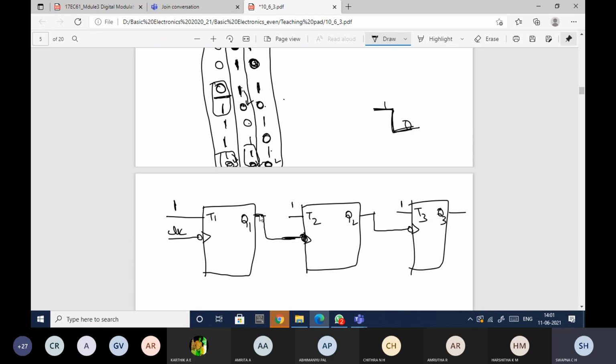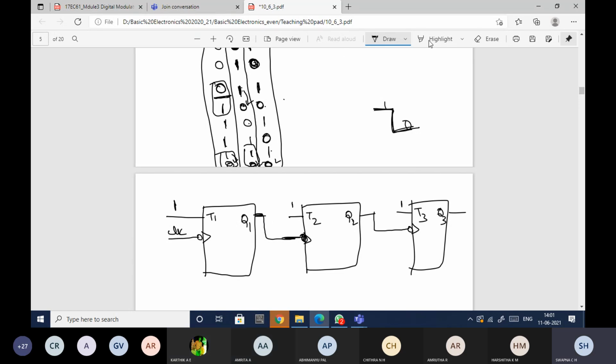So that whenever Q1 is changing from 1 to 0, the second flip-flop will toggle, and whenever Q2 is changing from 1 to 0, this flip-flop will toggle. Hope this is clear to all of you. Are you all understanding? Yes, ma'am.